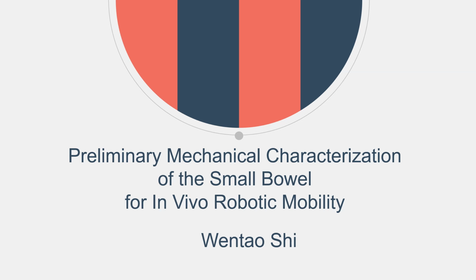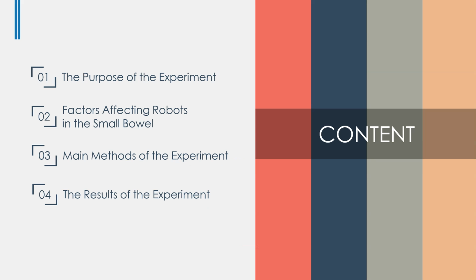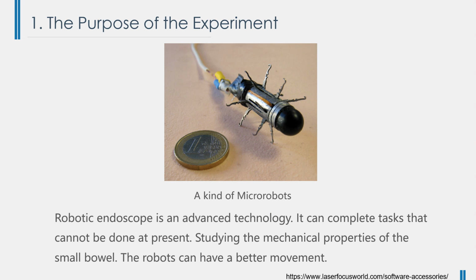Hello everyone, my topic is preliminary mechanical characterization of the small bowel for in vivo robotic mobility. I will introduce this topic in the following order: the purpose of the experiment, factors affecting robots in the small bowel, main methods of the experiment, and finally show the results of the experiments.